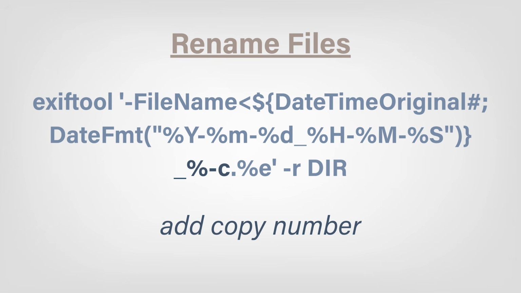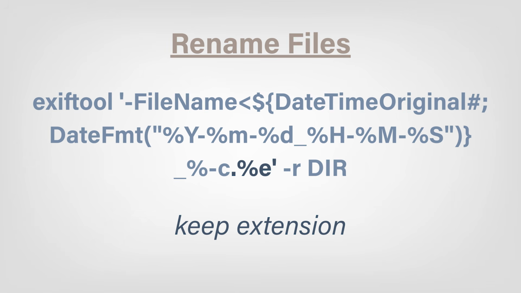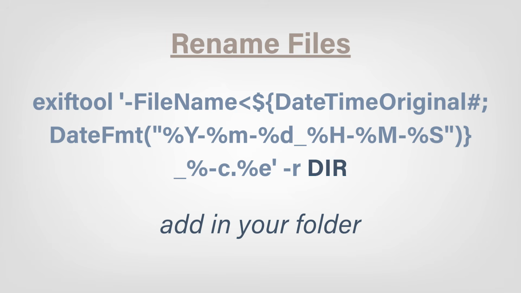So if two photos were taken at exactly the same time with exactly the same number of seconds, you'd get -1, -2, just so you know the difference. Our little bit that says %e keeps the original file extension. So JPEG, HEIC, whatever. Then you know these already. Our -r is recursive, so it's going to do all my folders and files. And the dir is the folder of files that you're working on.